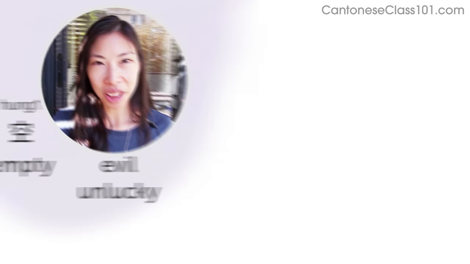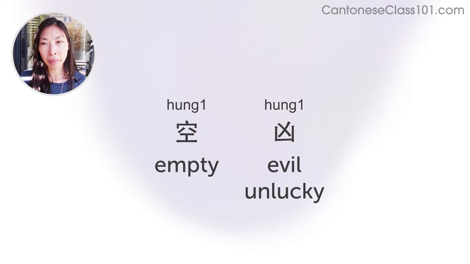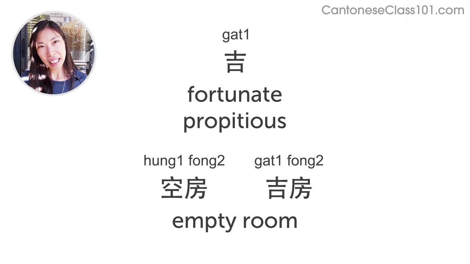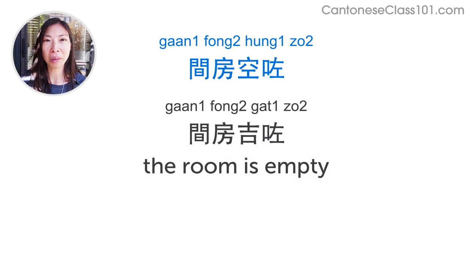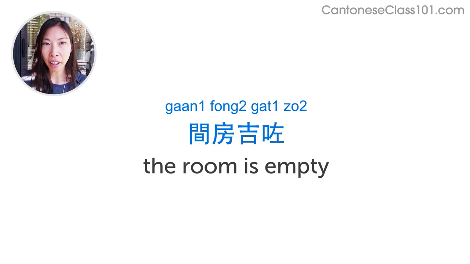Okay, let's see some other curious facts about taboos in Chinese culture. When we're talking about an empty room, house, car, etc., we should avoid using the word hong, empty, because it sounds the same as hong, which means evil and unlucky. In this case, we will use the antonym gut, which means fortunate and propitious. So for empty rooms, instead of saying hong fong, we'll say gut fong. When we say the room is empty, we say gan fong gut jiao instead of gan fong hong jiao, which is a little bad luck. So gan fong gut jiao.